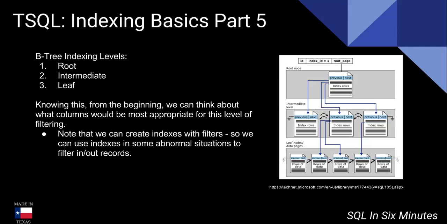All right, let's look at B-tree indexing levels. In SQL Server, there are three basic levels. The first one is the root. The second one is the intermediate level. And then, of course, the third is the leaf level. And you can see the image on the right, which is, of course, from Microsoft.